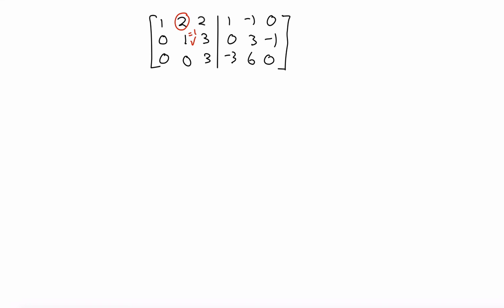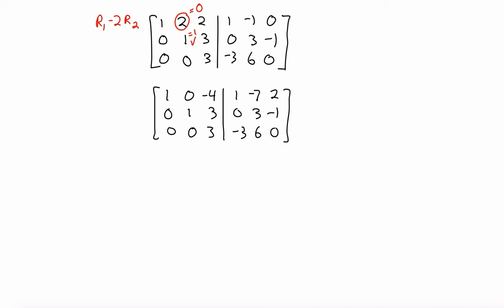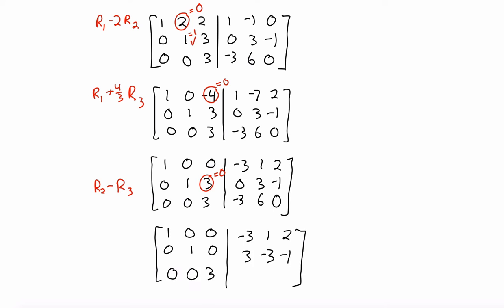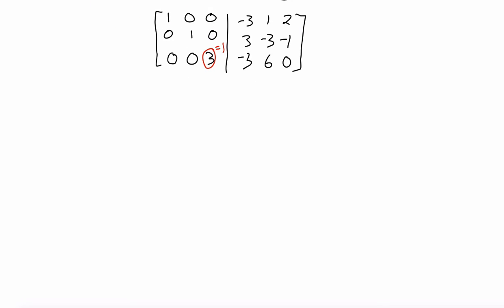Now the 2 we want to be a 0, so R1 minus 2 times R2. Now we want the negative 4 to equal a 0, so row 1 plus 4/3 row 3. Next we want the 3 to equal a 0, so R2 minus R3. And lastly we want the 3 to equal a 1, so we're going to do 1/3 R3.